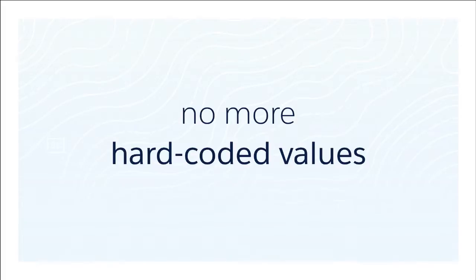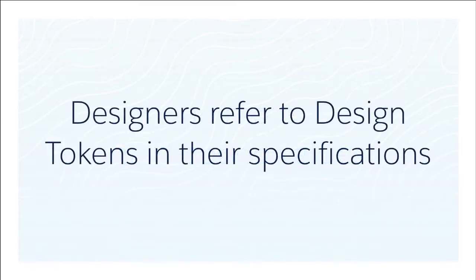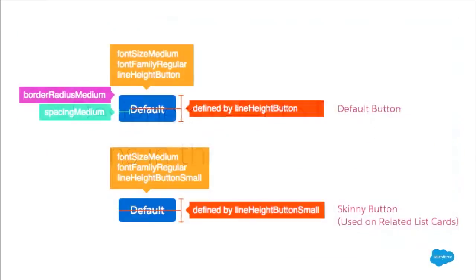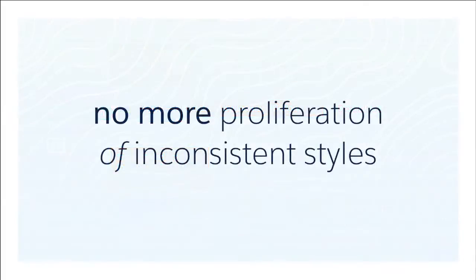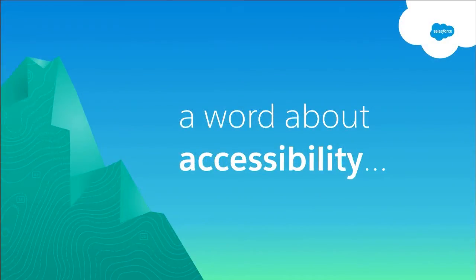So there are no more hard-coded values, which is the key takeaway from using a tool like this. Designers refer to design tokens in their specifications. Like I showed you the red lines before, it takes out the need for having to specify individual pixels everywhere. You just specify values instead. This is an example of what a spec would look like with design tokens. So there's no more proliferation of inconsistent styles across our platforms on account of using something like design systems.